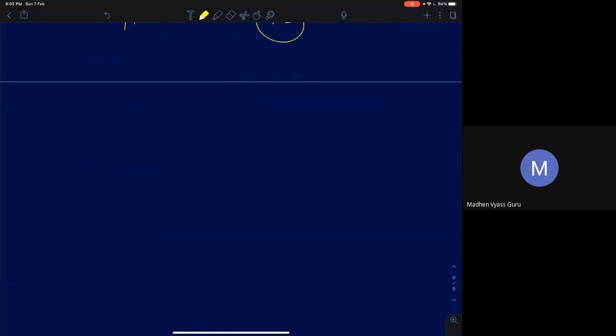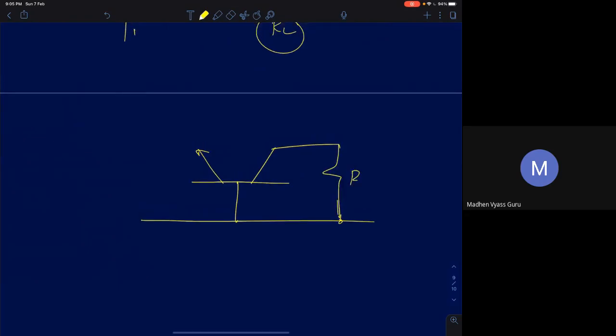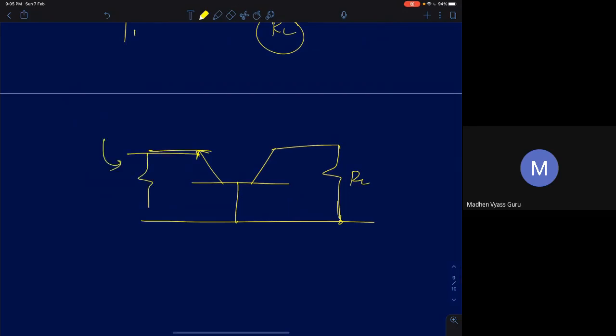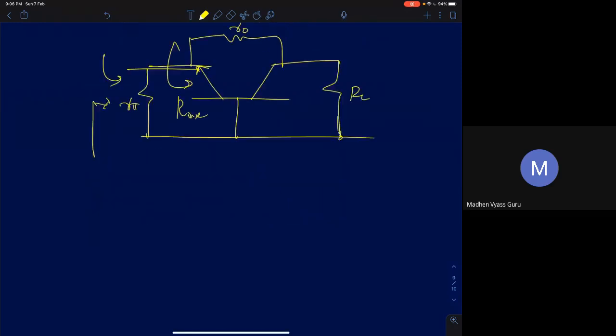I'll now give you a very quick result for the common base configuration. For the input resistance of a common base, there are two components. There is one R pi resistance already present here. First you find the resistance at this point. Let's call this R in E, looking into the emitter with R0 present. What will be the resistance in terms of Rne and R pi?